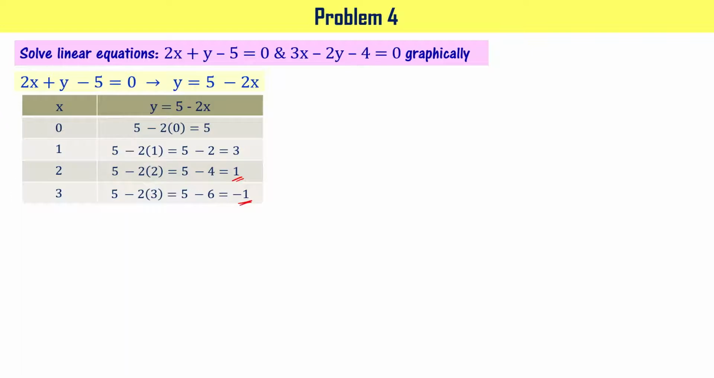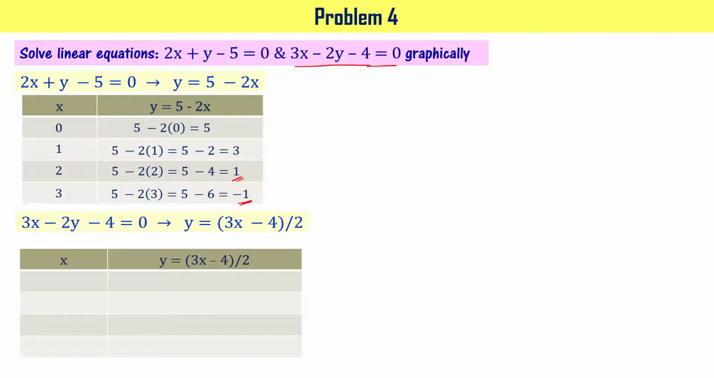Now let's go to the second equation, that is 3x minus 2y minus 4 equal to 0. That can be rearranged and written as y equal to 3x minus 4 divided by 2. Right? Now let's tabulate what is the value of y for different values of x. Let's say x equal to 0. Then y equal to 3 times 0 minus 4 divided by 2. That is equal to minus 4 divided by 2, that is equal to minus 2.